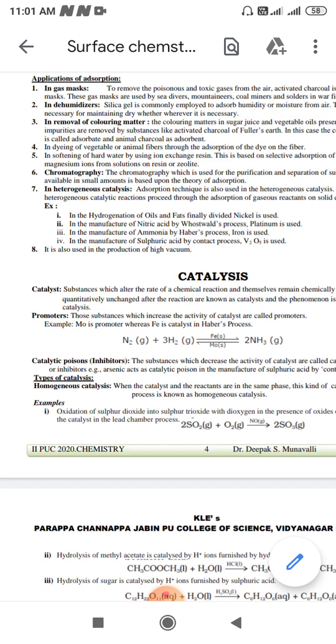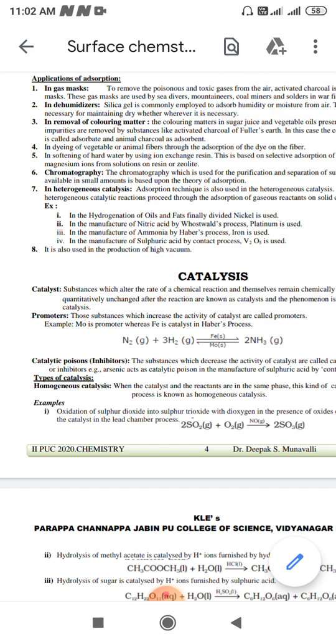It promotes the efficiency of the catalyst. The substances which increase the activity of a catalyst are called promoters. Example, molybdenum is a promoter, whereas iron is a catalyst in Haber's process for the manufacture of ammonia. So iron is used as a catalyst here, and the promoter is molybdenum. Molybdenum acts as a promoter and increases the activity of the catalyst. How it increases the activity, later on we are going to study.